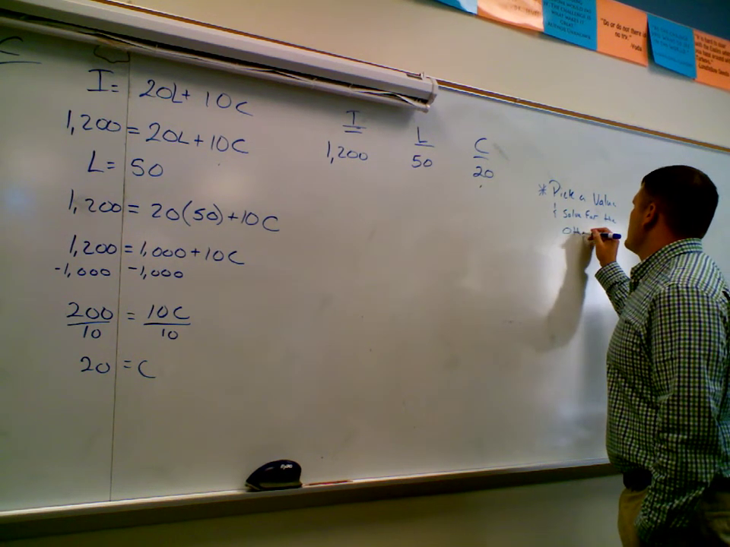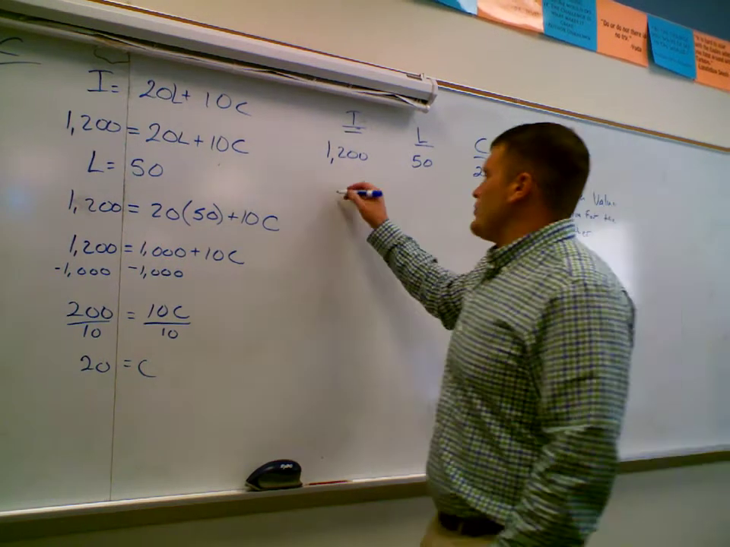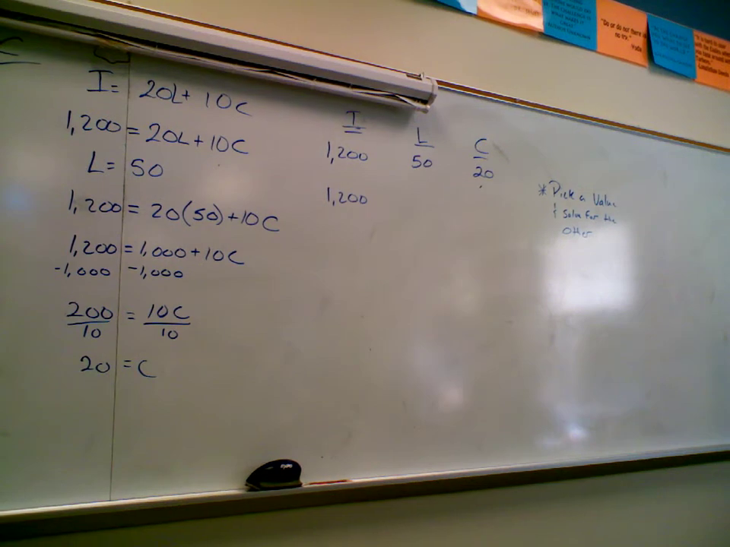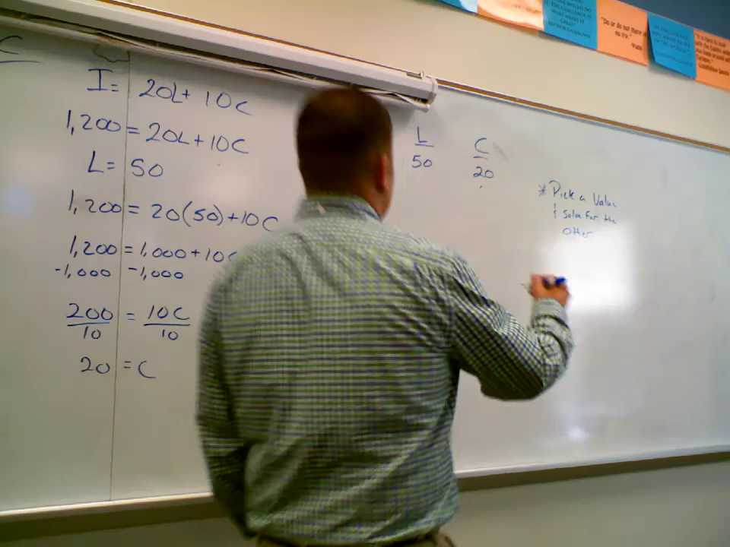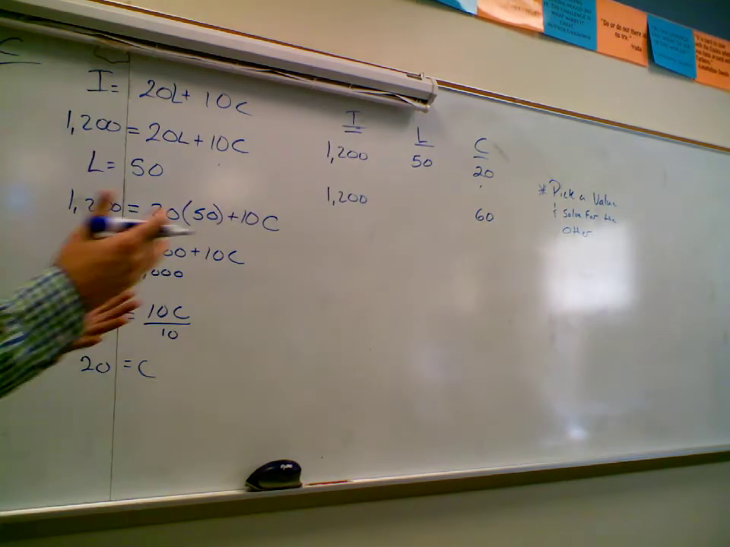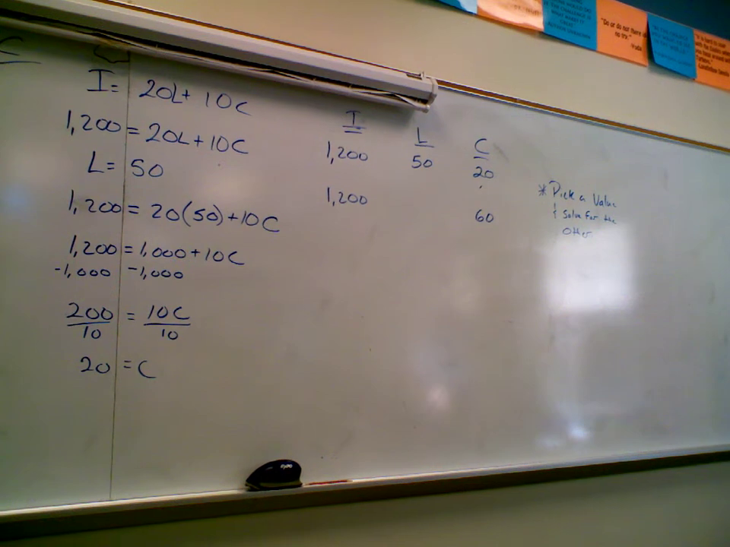Solve for the other. Okay. So we know he wants to make $1,200. So let's pick a value. Pick one. C. What do you want to pick for C? 60. He's going to want 60 cars. His hands are going to be pretty pruny. Okay. So now how do I figure out how many lawns he has to mow?